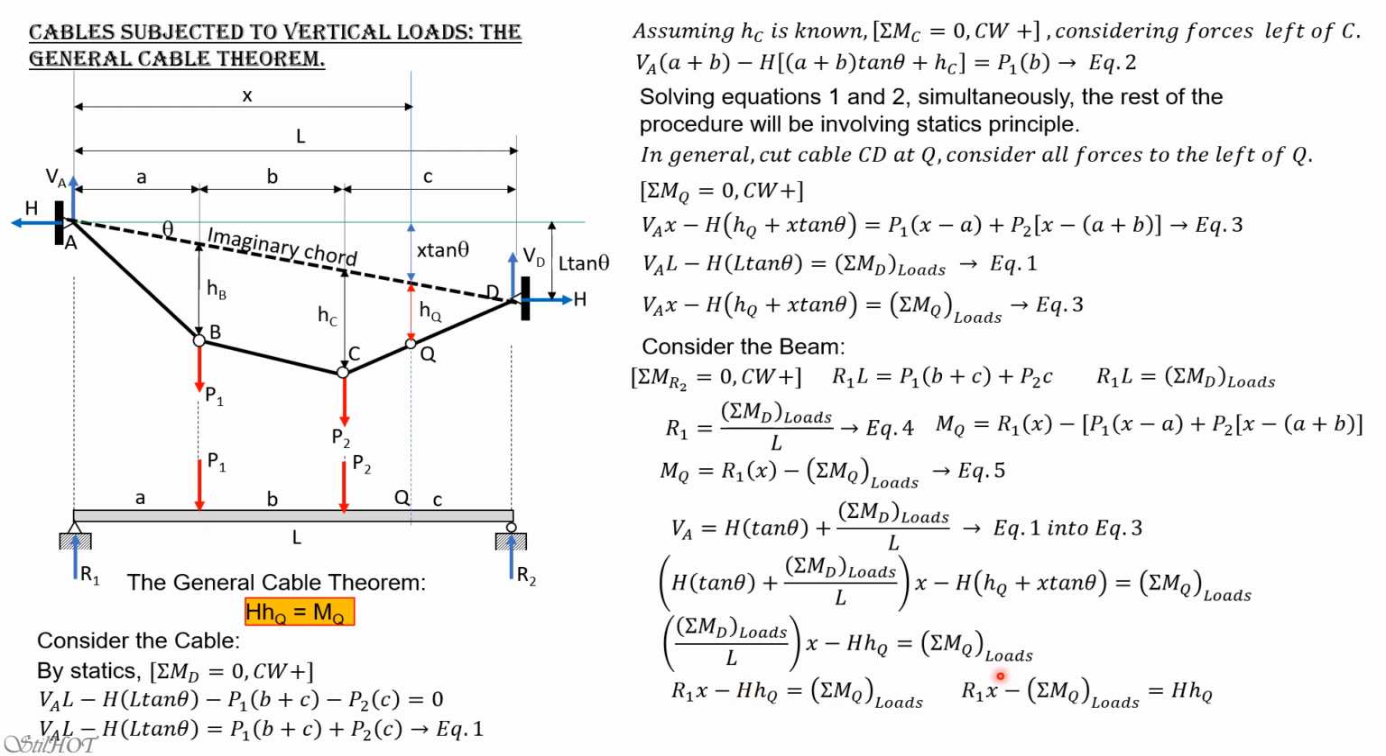We transpose this term to the left. So that's the expression. And take note from equation 5, we interpreted this as MQ. Therefore, we have verified the theorem that it is correct. So MQ equals H times H sub Q. That's the general.